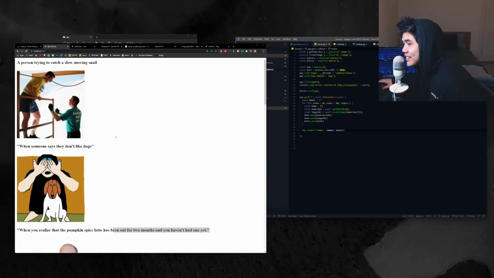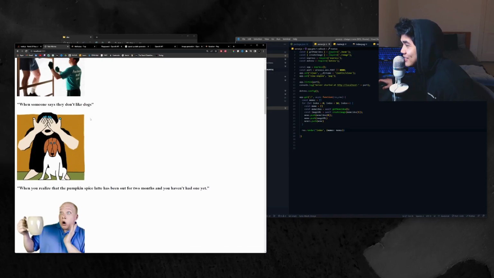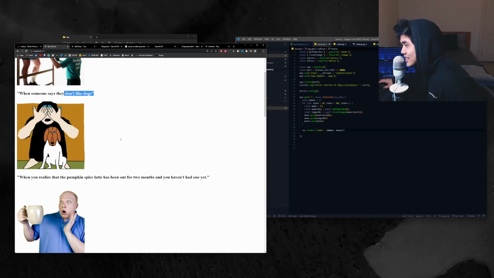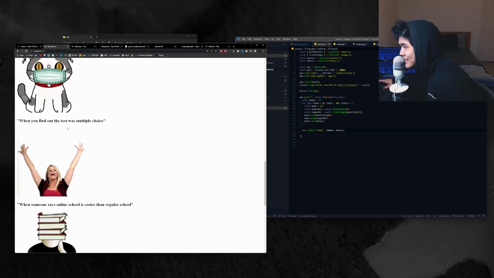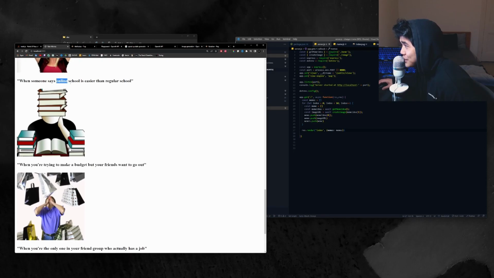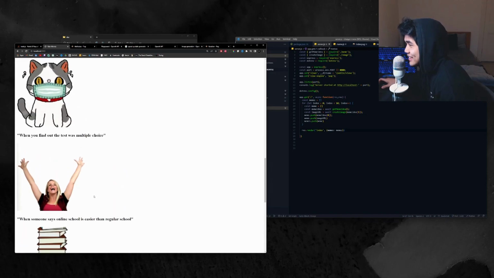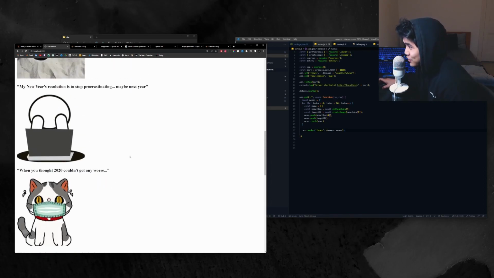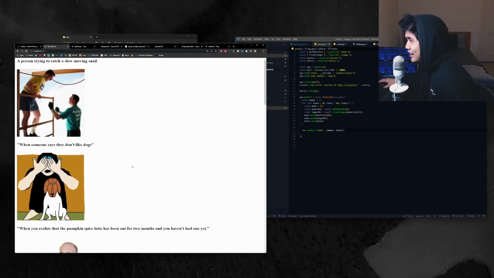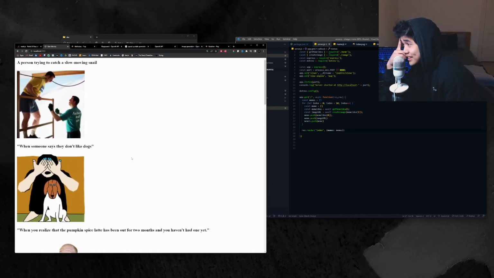Yeah, so it's kind of done. So the first meme: a person trying to catch a slow moving snail when someone says they don't like dogs. Yeah, I don't know. These are some, when someone says online school is easier than regular. Yeah, I don't know, man. This is when you find out the test was multiple choice. I feel like there is some context that's missing. I feel like I don't know what's actually happening here. But yeah, I'm gonna try to make it look nicer.